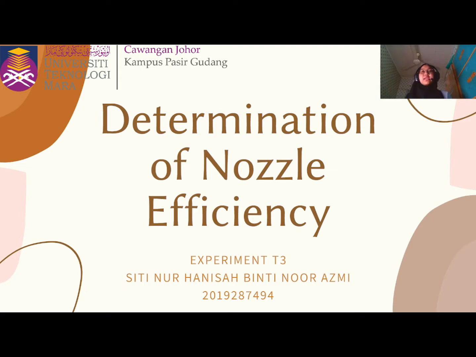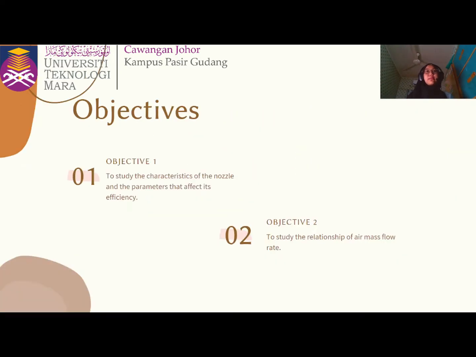In this video, I will explain about experiment T3, which is determination of nozzle efficiency. First, the objective of the experiment. The first objective for this experiment is to study the characteristic of the nozzle and the parameters that affect its efficiency. The second objective of this experiment is to study the relationship of air mass flow rate.